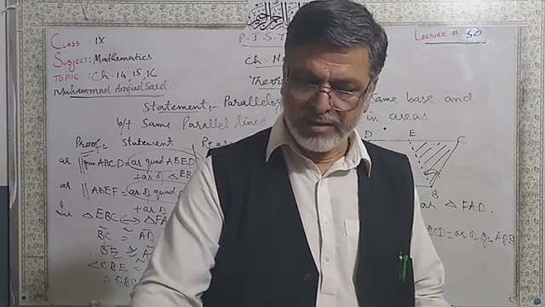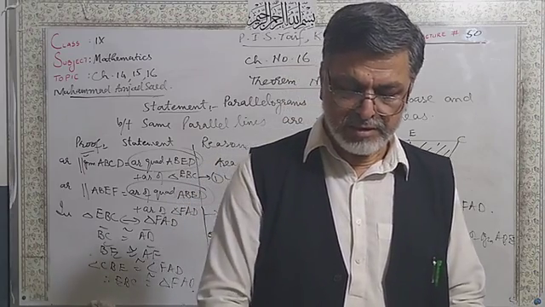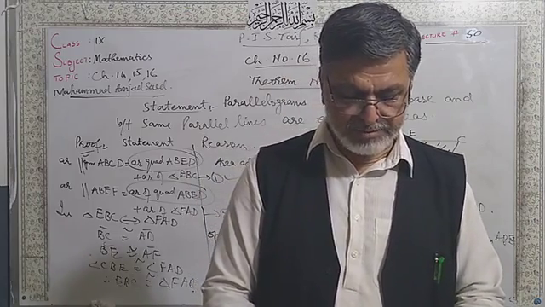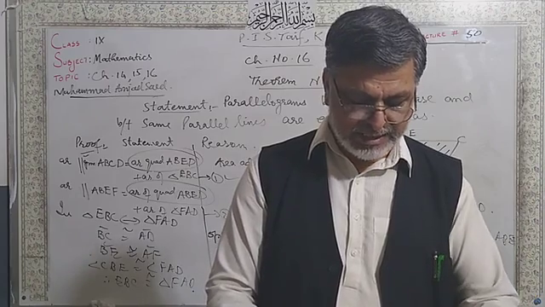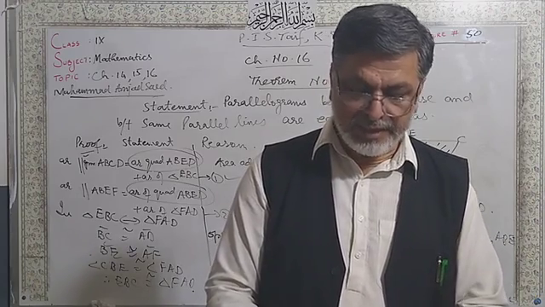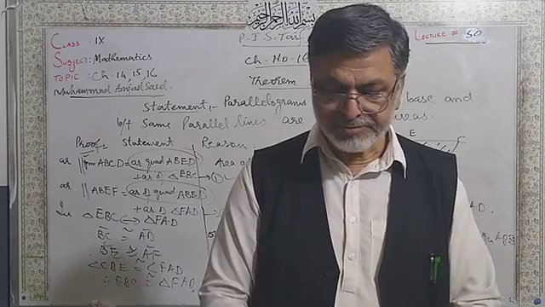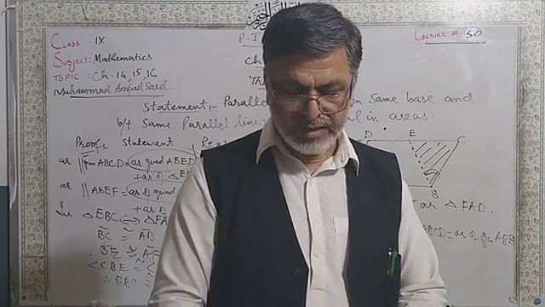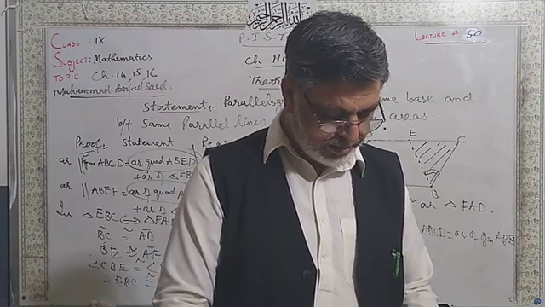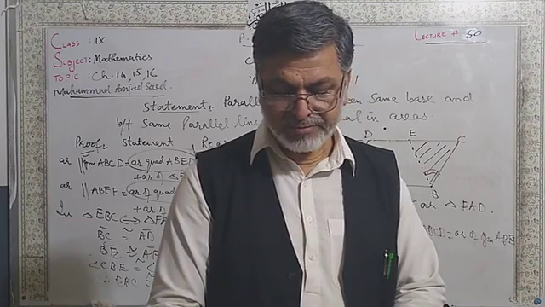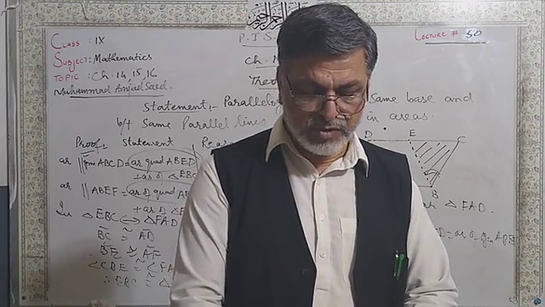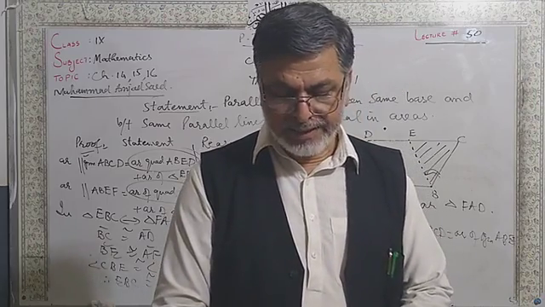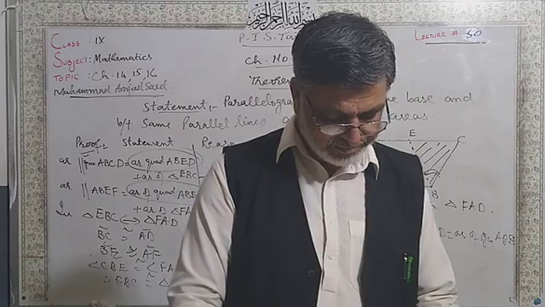16.1. After that, we have exercise 16.1. And in exercise 16.1, we have question number 2. In a parallelogram ABCD, AB is equal to 10 centimeter. The altitudes corresponding to sides AB and AD are respectively 7 and 8. Then find AD.